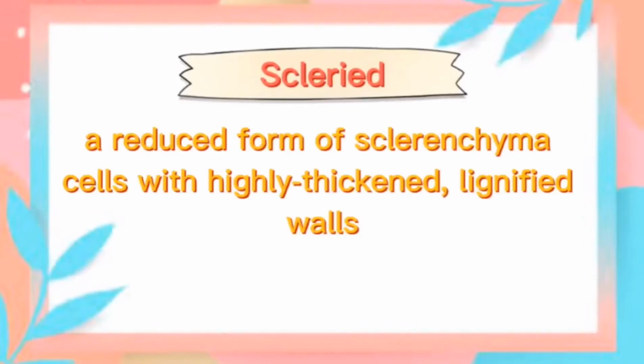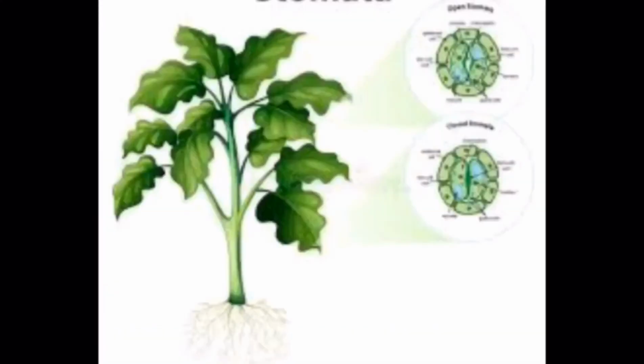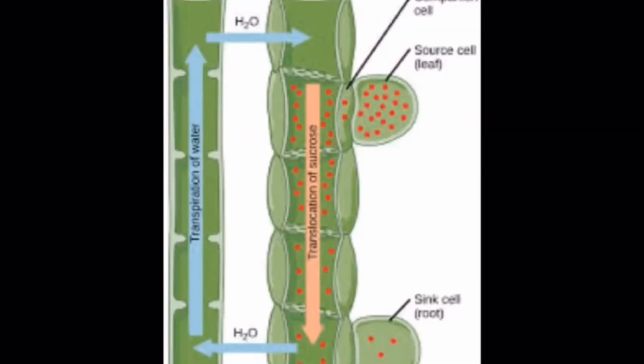The sclereid is a reduced form of sclerenchyma cells with highly thickened lignified walls. The lignin is a complex non-carbohydrate aromatic polymer present in all wood. This is the stomata. Stomata is a pore found in the leaf and stem epidermis used for gaseous exchange. This photo shows xylem and phloem, which carry water and nutrients up and down and distribute the water and minerals taken up by the roots.